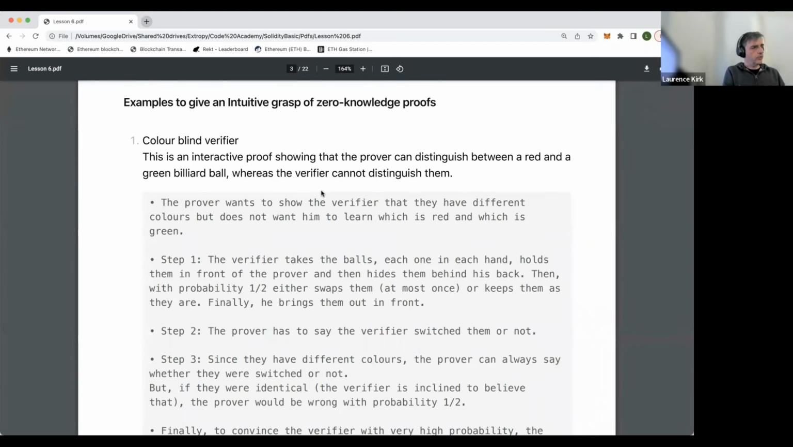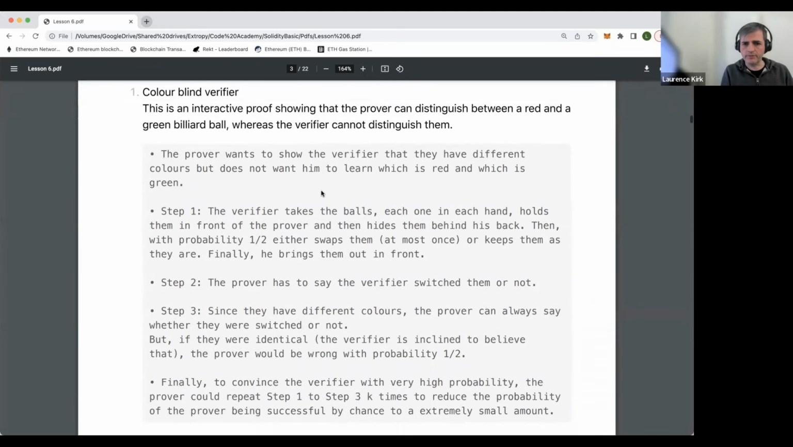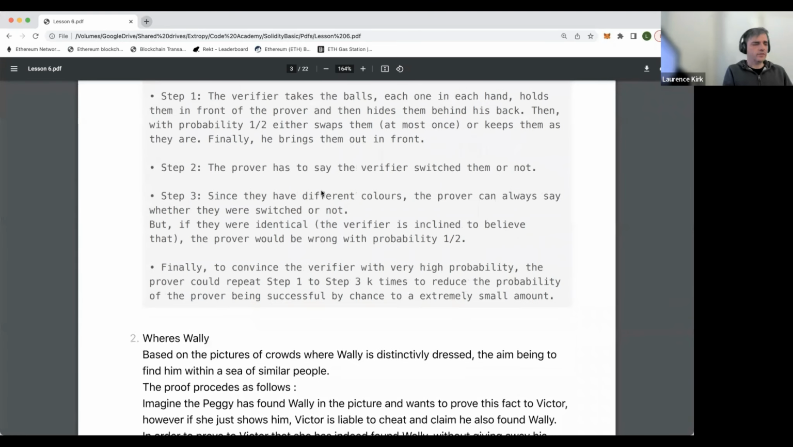So what they would do is they would repeat the process. So they would put them behind their back again, decide to swap them or not swap them, bring them out again and ask the prover again if they have swapped them over. And if they do this the second time and the prover again correctly says whether they've been swapped or not, then if this was down to chance, it's unlikely that the prover would get this correct. There would be a 1 in 4 chance, but it's still possible. It's a small chance, but it's still there.